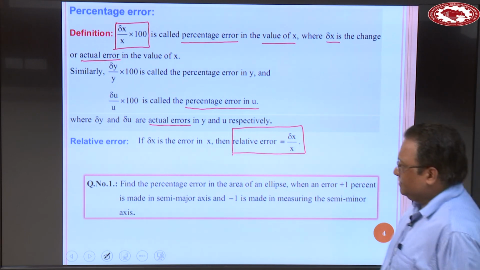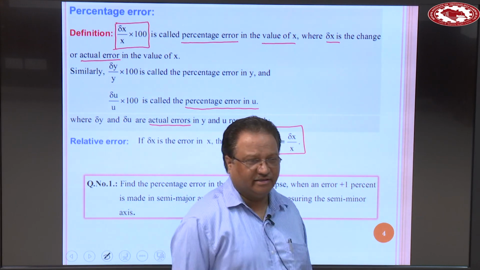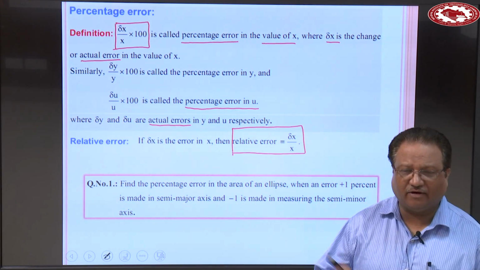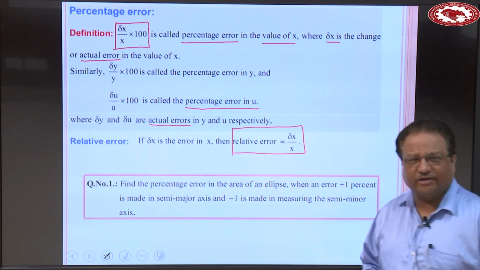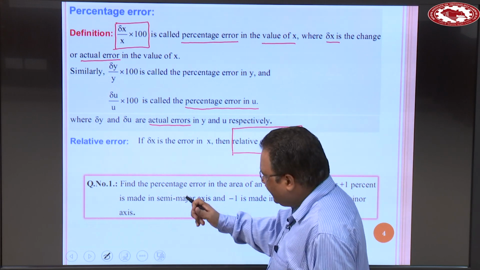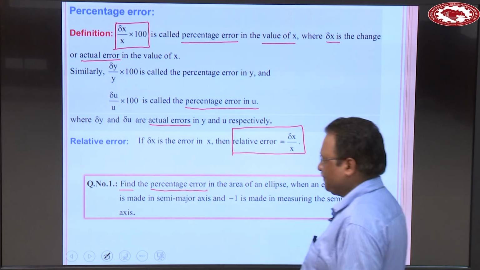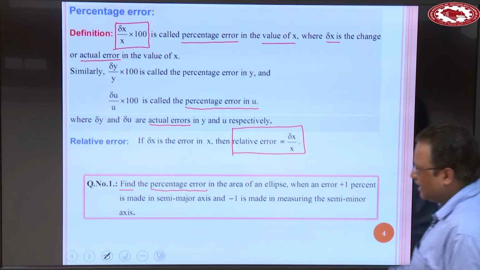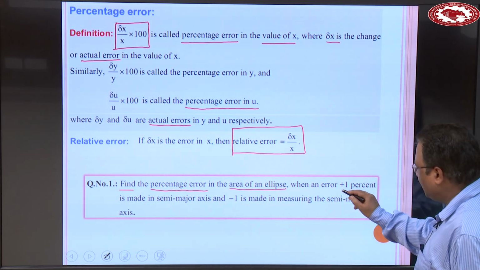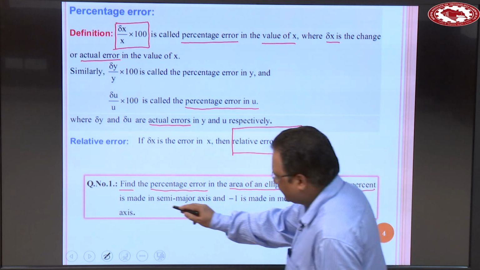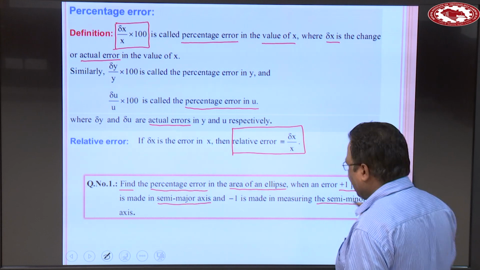Okay. Now, let us discuss all this about errors and approximations, and here we derived the formula for evaluating the effect of small errors. Now, let us calculate a few problems. Find the percentage error in the area of an ellipse when an error of plus 1% is made in the semi-major axis and minus 1% is made in the semi-minor axis.